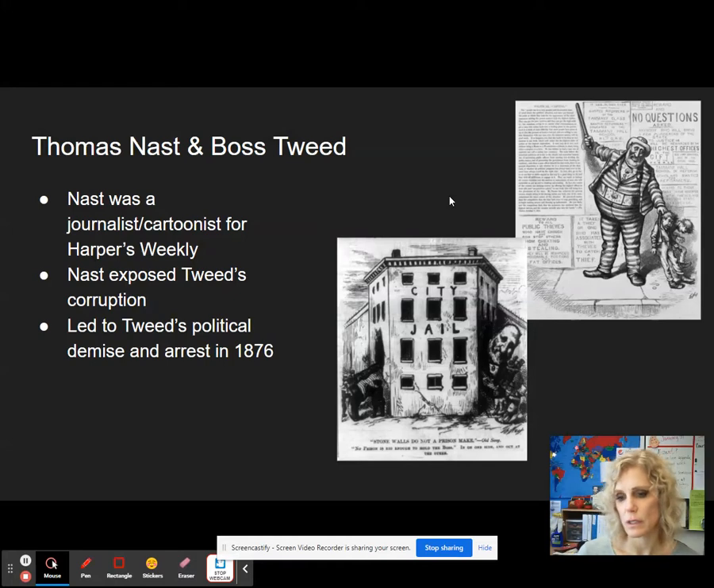Eventually, people started to investigate, and they ended up finding him guilty of some of his corrupt tactics. This led to his political demise and his arrest in 1876. Boss Tweed did not last very long in prison. He only lasted about a year and a half, and then he died alone in prison. But he is an example of a massively corrupt man during this time.